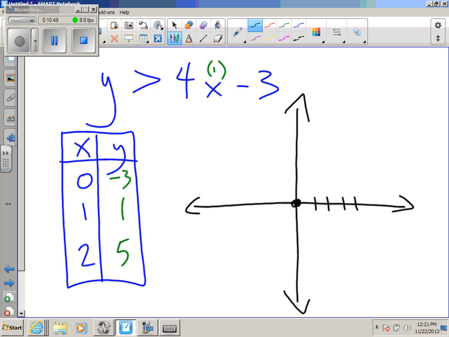Okay, let's graph our first point. 0, negative 3. Right there. And 1, 1. And 2, 5. Okay. Once you get to that point, just put your pencil down. Then I'll make sure that we're ready to see something profound.